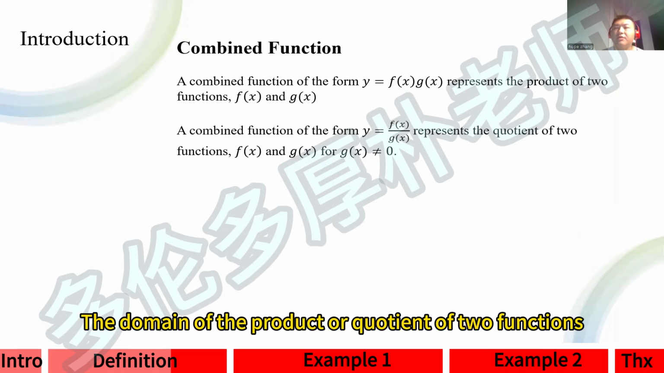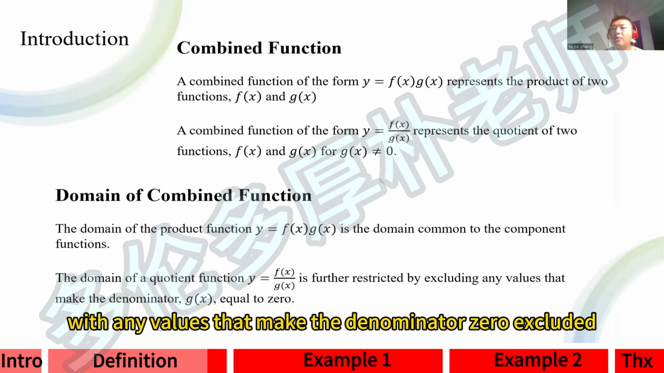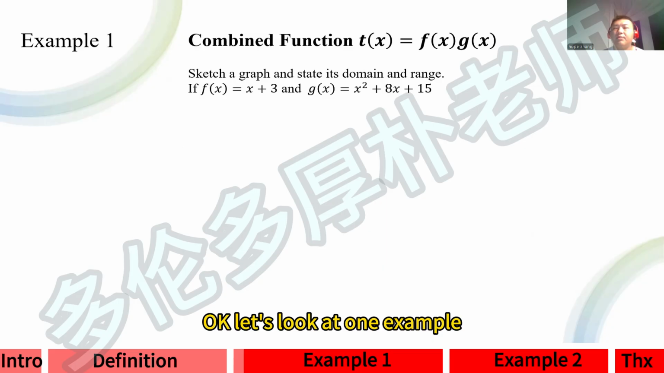The domain of the product or the quotient of two functions is the common domain of the component functions, with any value that makes the denominator 0 excluded. Okay, let's look at one example.